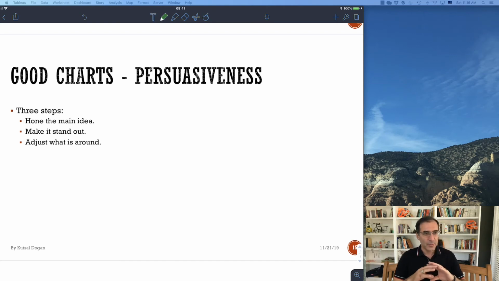And finally, adjust what is around. You may have other stories around and you want to hide them, fade them back so that the main story comes out to the front.